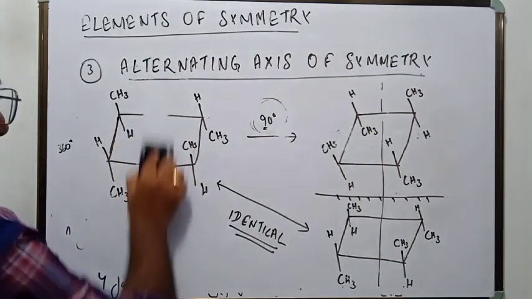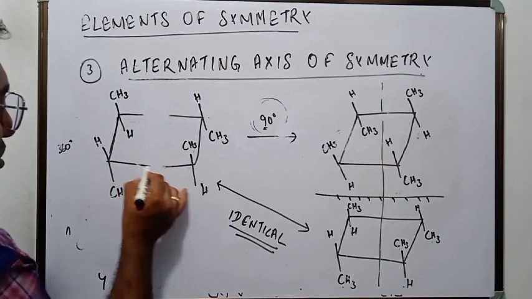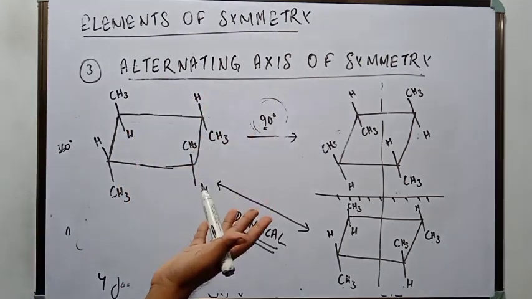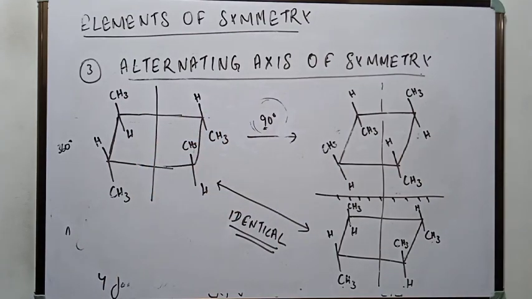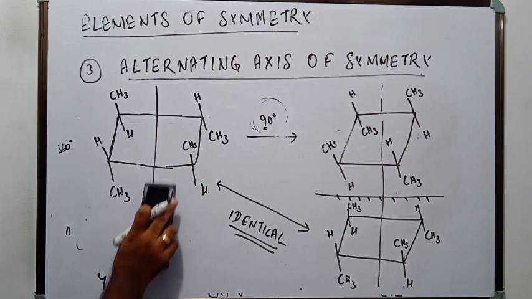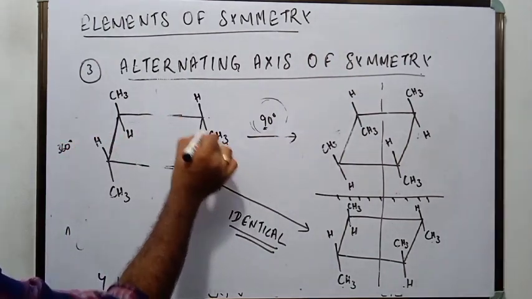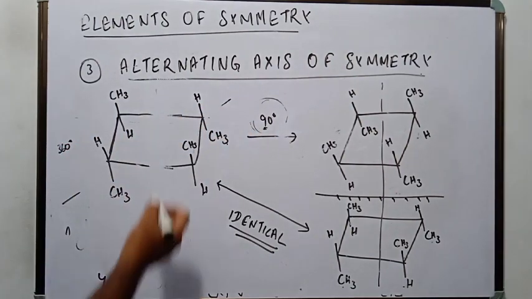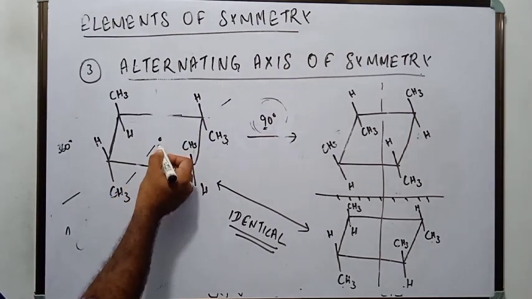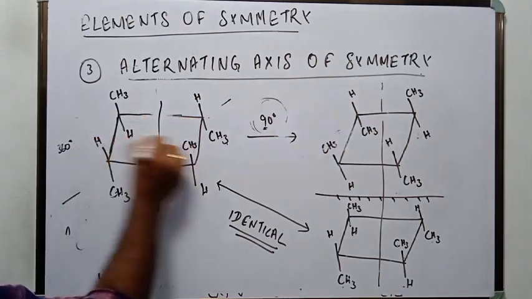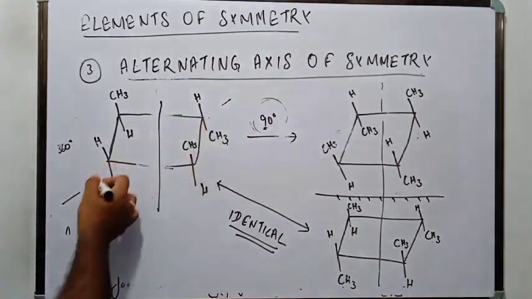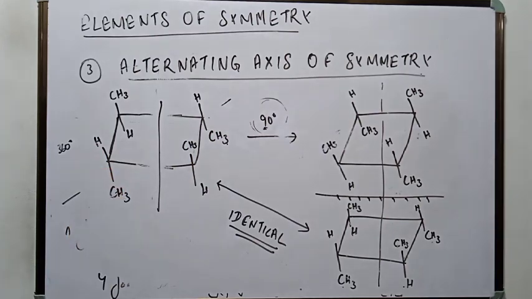Actually, you can see, there is no need to find the alternating axis of symmetry. This actually has a plane of symmetry. That's so simple, right? You can divide the molecule like this, or like this, or like this, correct? It is not having a center of symmetry, but there is a plane of symmetry. You can divide it like this, and like this, and like this also, right? It is also having an alternating axis of symmetry. Therefore, this molecule is achiral.